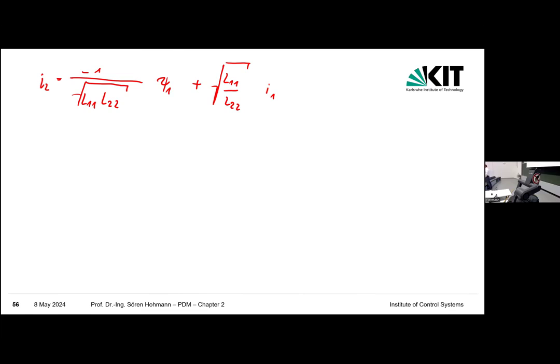Under which condition? What kind of material produces a huge mu r? Exactly. So if we use ferromagnetic materials, then L22 becomes large. If you think of transformers in the real world, what material are they built of? Usually ferromagnetics, so usually some sort of metal. They are heavy.